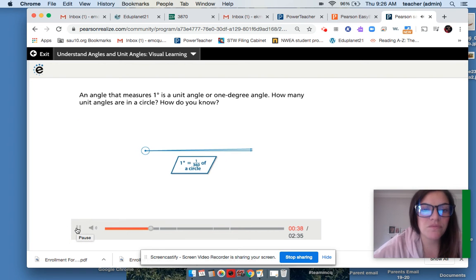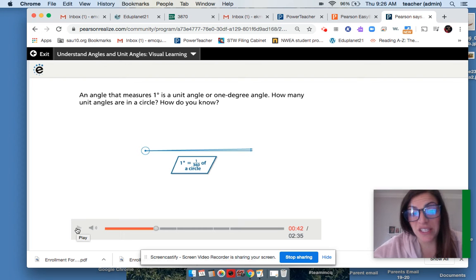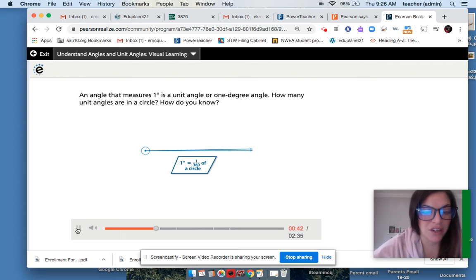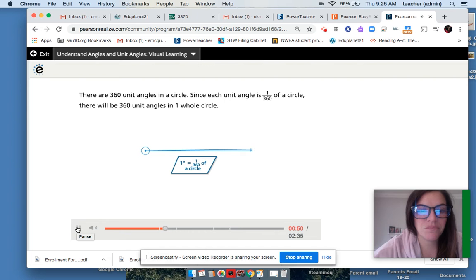An angle that measures 1 degree is a unit angle, or 1-degree angle. Remember, it's a unit because it's that 1 over something, right? So 1 over 360, because that's the total amount in this fraction here. How many unit angles are in a circle? How do you know? So how many total ones are there in 360? Well, there's 360, right? There are 360 unit angles in a circle. Since each unit angle is 1/360th of a circle, there will be 360 unit angles in one whole circle.